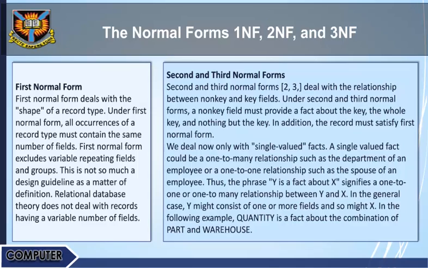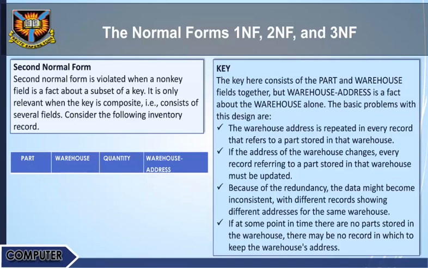In the following example, quantity is a fact about the combination of part and warehouse. Second normal form. Second normal form is violated when a non-key field is a fact about a subset of a key. It is only relevant when the key is composite, that is, consists of several fields.